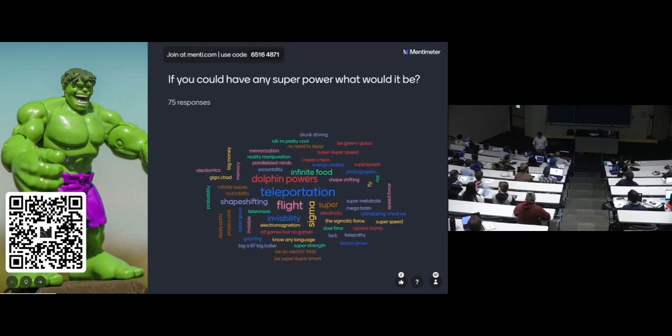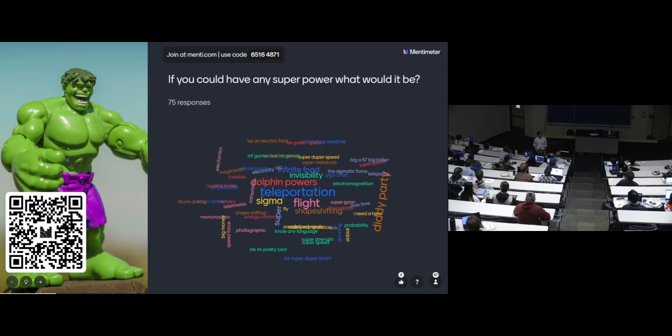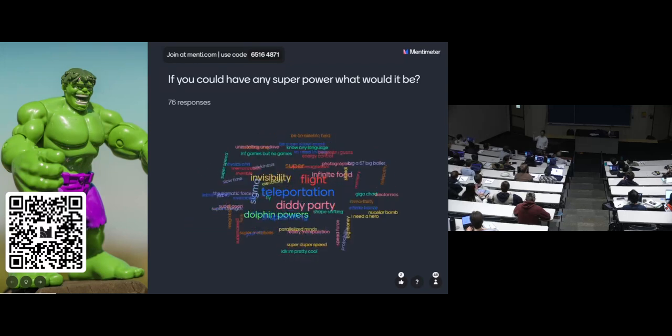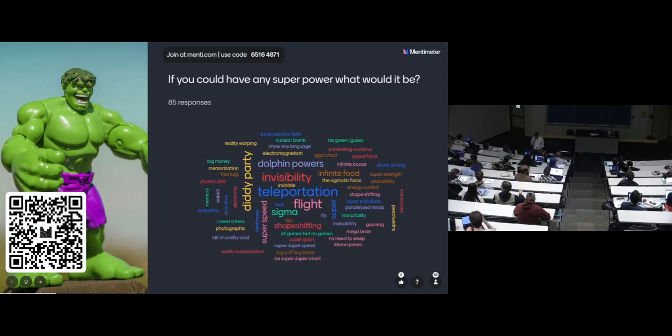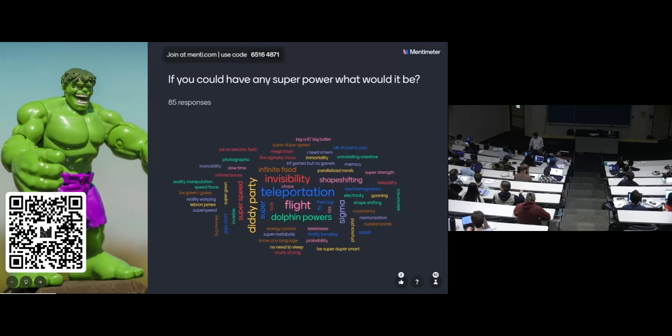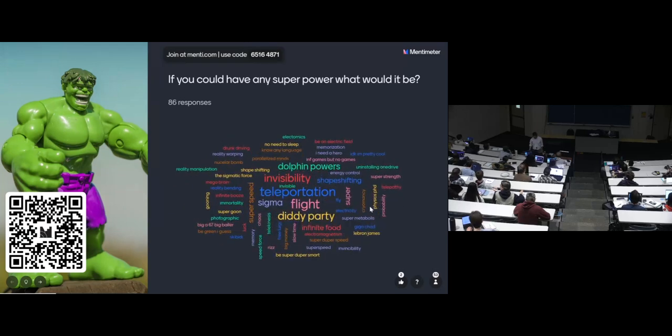I don't know. Dolphin powers? Are we talking like Minecraft when you swim and you get dolphin powers, or just the ability to speak like a dolphin? Shape-shifting, parallelized minds. Oh my goodness. Too many memes on here.